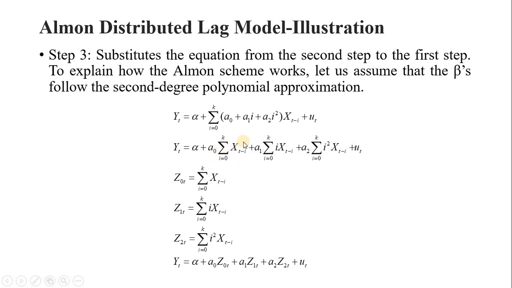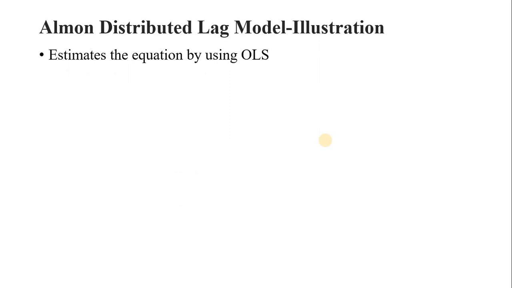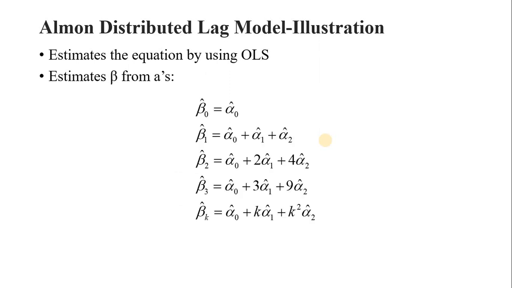Okay, from this equation you consider these as z0, z1 and z2. Now it looks like a linear equation. Using OLS, you estimate these parameters. Okay, so by estimating these parameters a0, a1, a2, we can go back to our original model. In the original model, we have coefficients like beta 0, beta 1, beta 2. Okay, that we can find out from these equations.